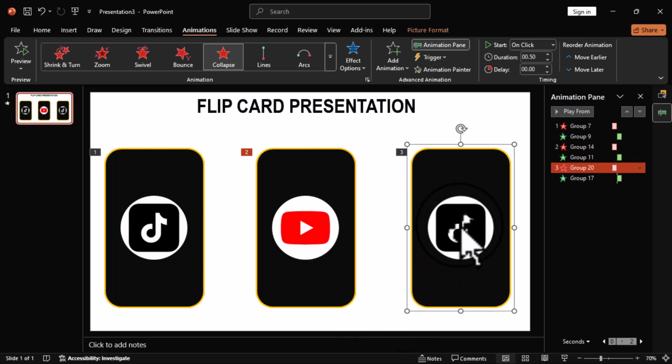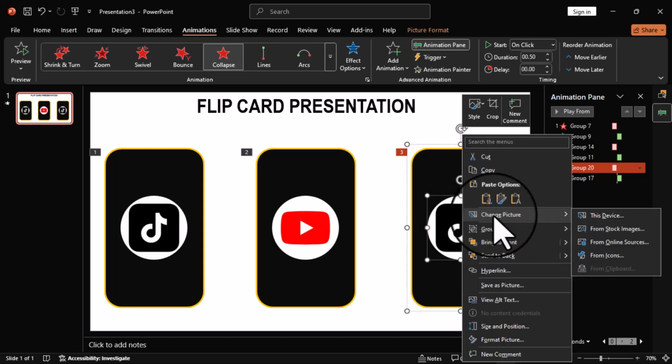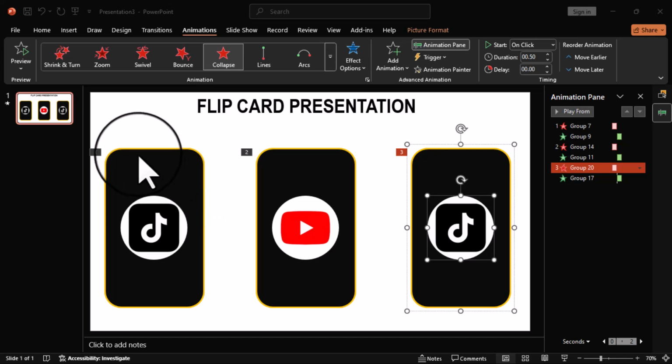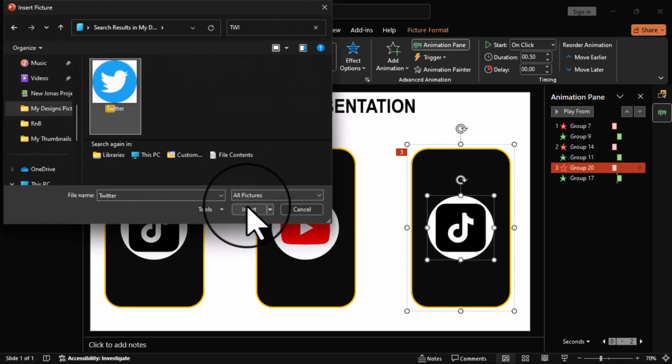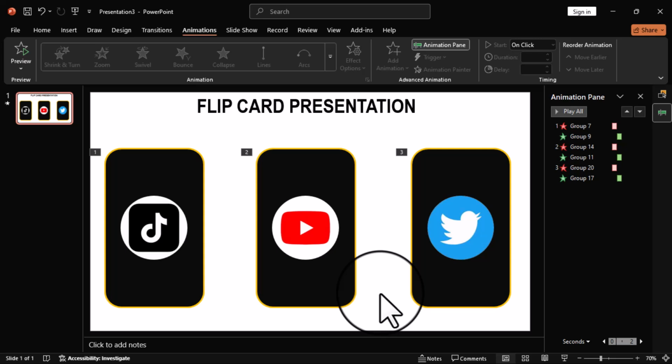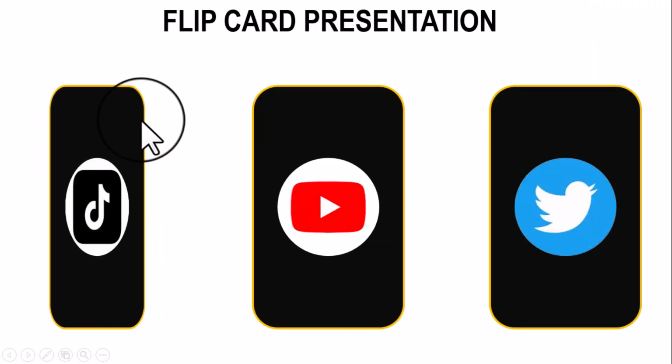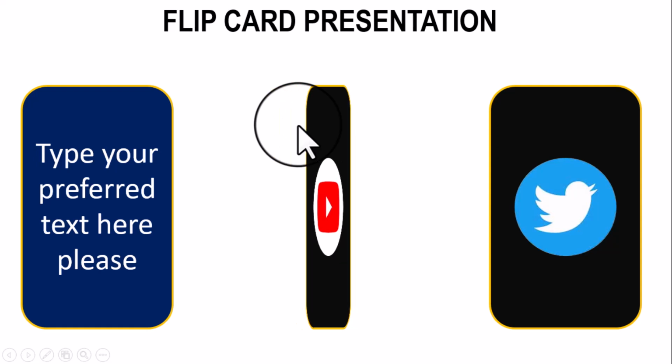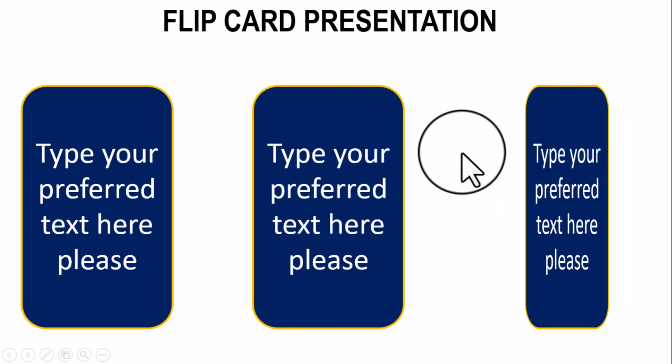Let's move back to this, click once again so that we have this picture selected, right click, change picture, this device, move to the location and click on insert. Perfect. So if I move to the slideshow, when I click this flip, click and click.